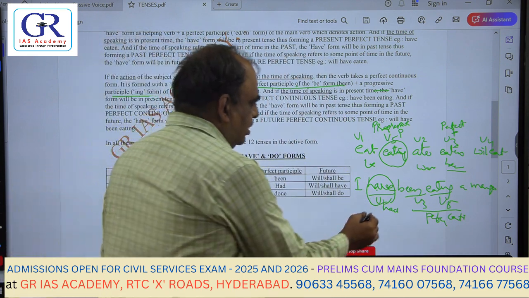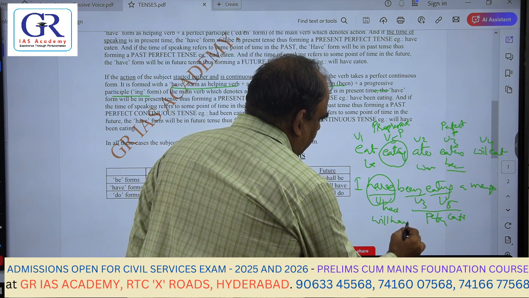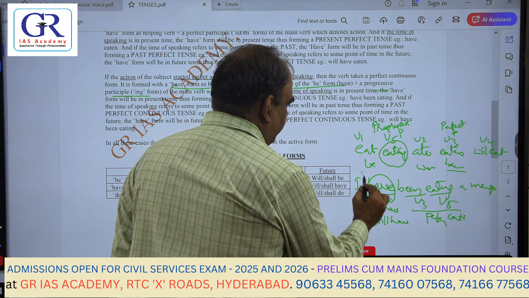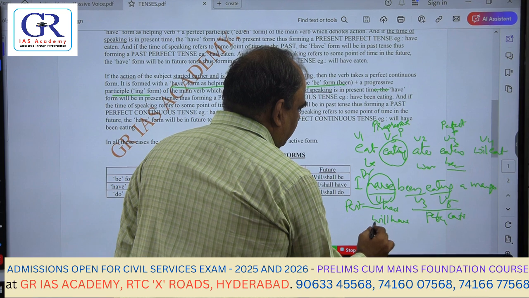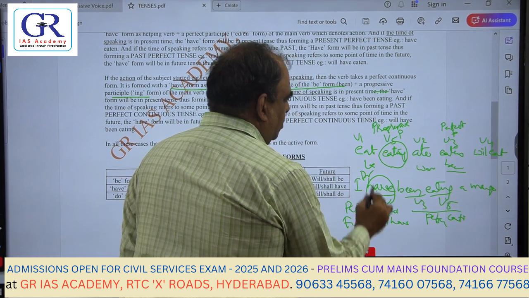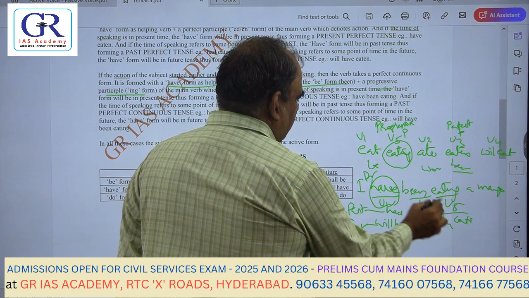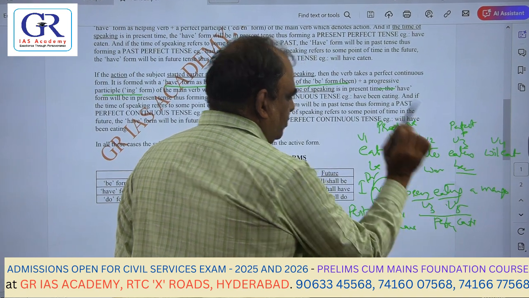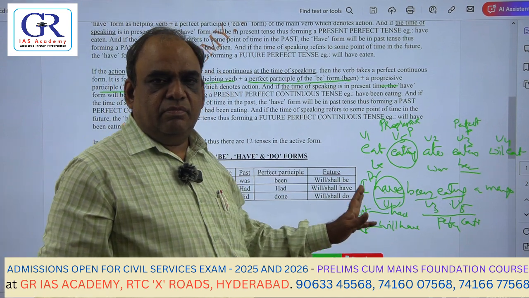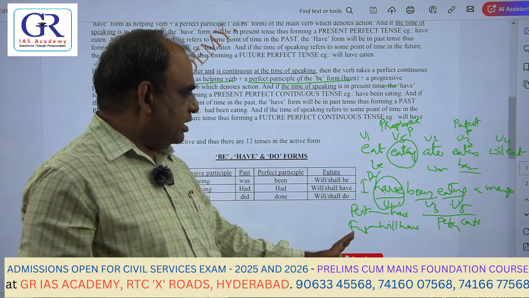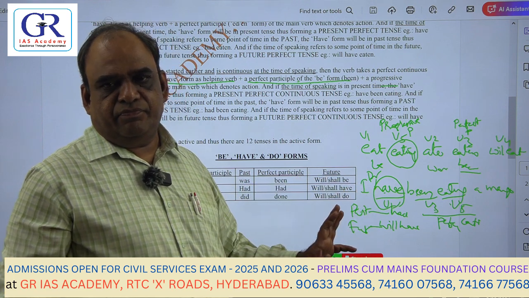And this is have, had, will have. So if you are using have, it is present. If you are using had, this is past. If you are using will have, this is future. So present perfect continuous, past perfect continuous, future perfect continuous. Very simple. If you are changing the helping verb have, automatically its time will become present or past or future.